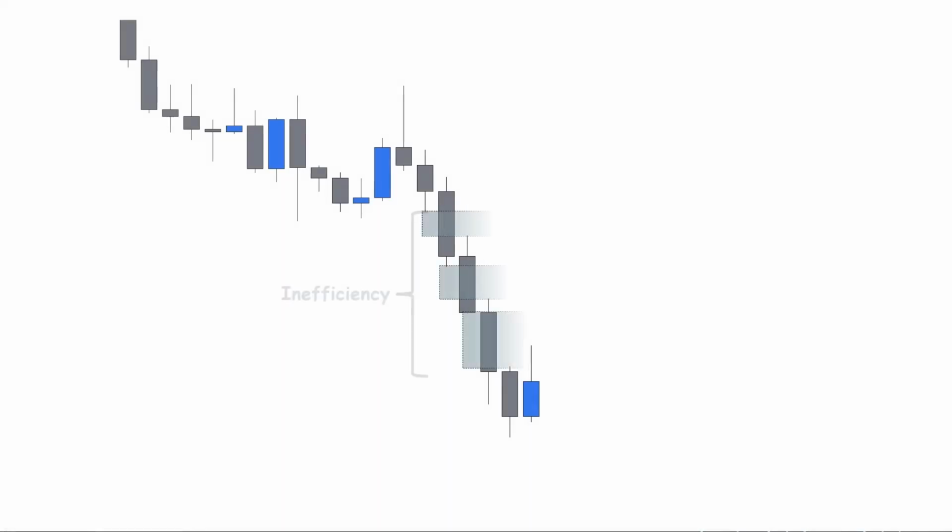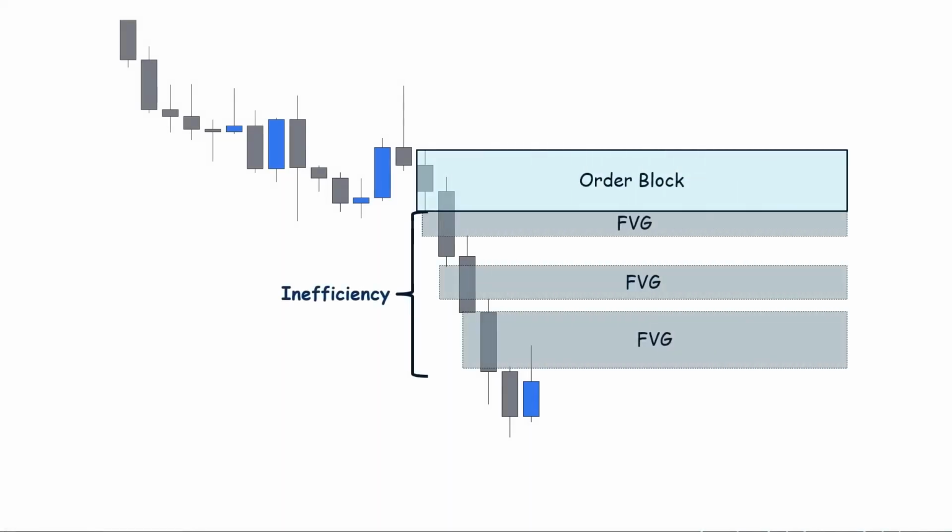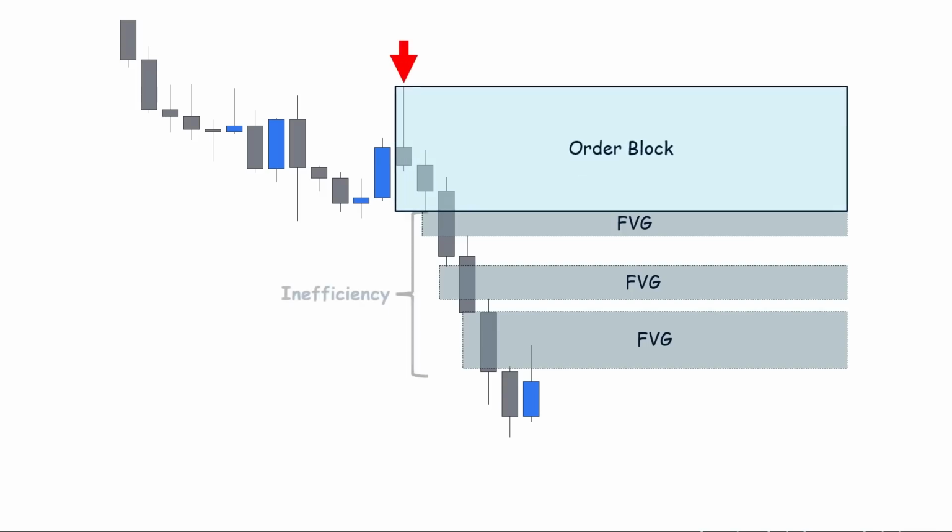Once again here, this is the last candle that created the inefficiency. But the same question. Where should we place our stop to be safe from market fluctuations? The answer is above this swing high. So, we will also add this area to our order block zones.